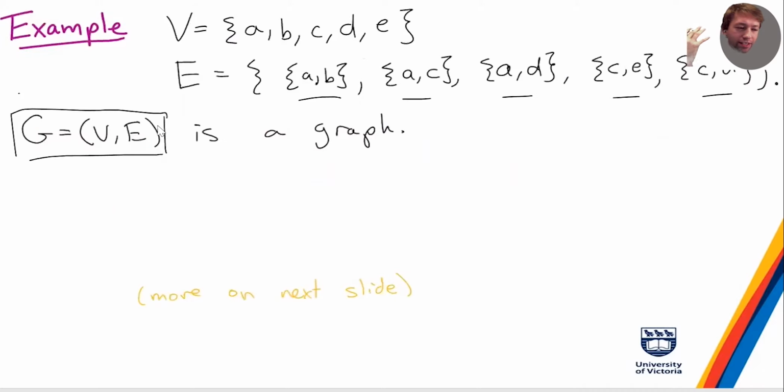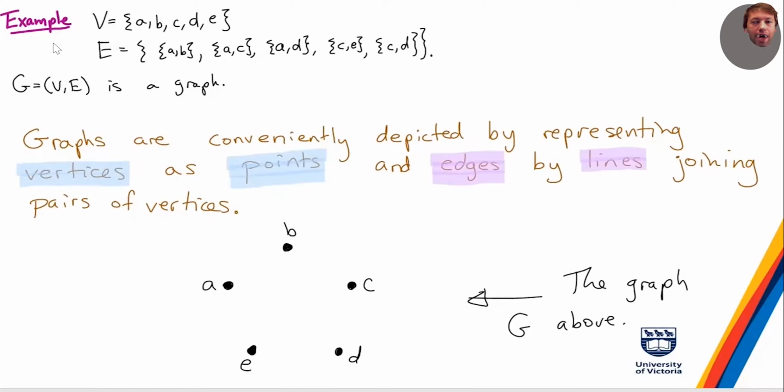But just writing the notation is almost never the best way to think about graphs. The best way to think about graphs is with a picture. So how would we make this graph into a picture? You take the vertices A, B, C, D, and E, and you represent the vertices as points. So I've got a point A here, B, C, D, and E. And you represent the edges as lines which join pairs of vertices.